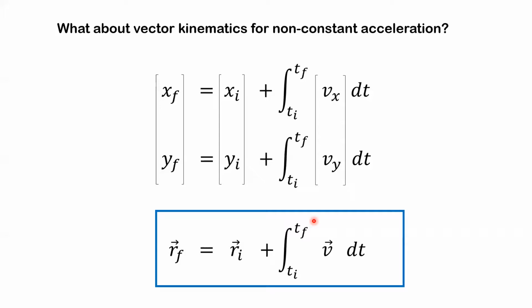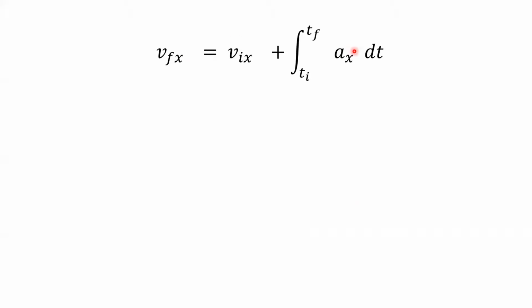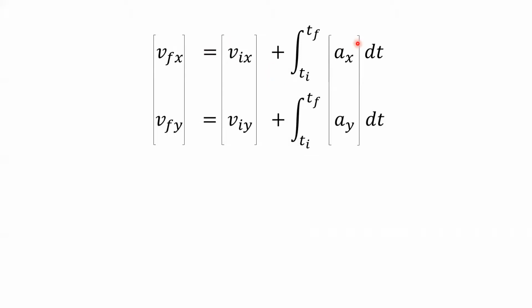We can make a similar statement about the relation between not position and velocity, but the relation between velocity and acceleration. So remember, in one-dimensional motion, change in velocity, just put this on the other side, change in velocity is the area under the acceleration curve. That's true in the x-axis, and it's true along the y-axis. So as before, let's put some column vector parentheses around corresponding quantities. And a compact way to write both of these equations simultaneously would be to say that the final velocity vector is the initial velocity vector plus the integral of the acceleration vector between those two times.